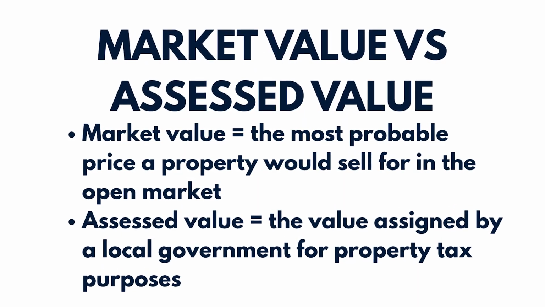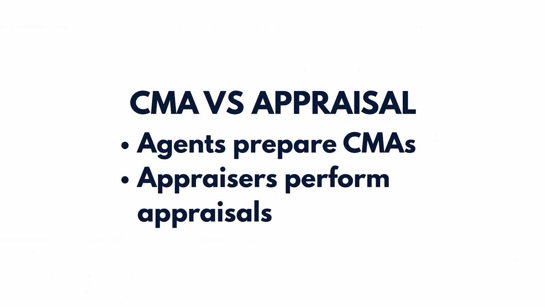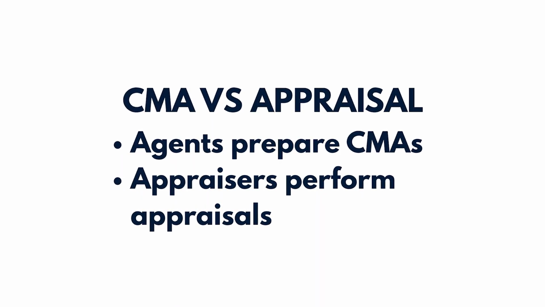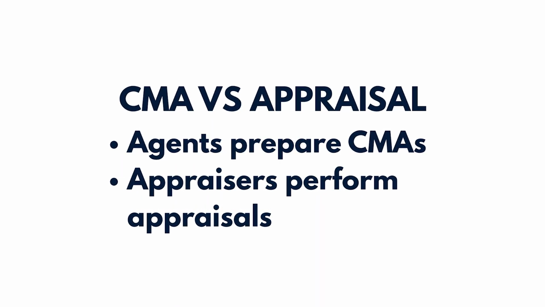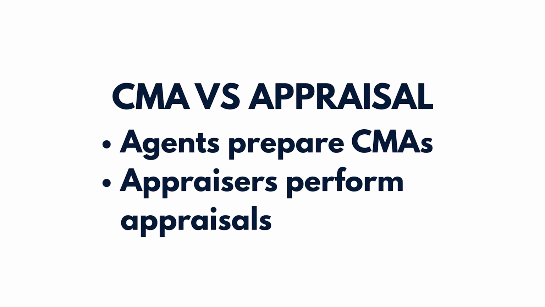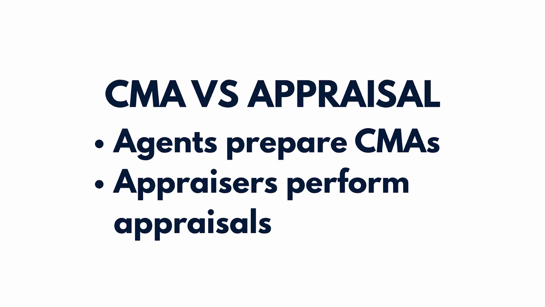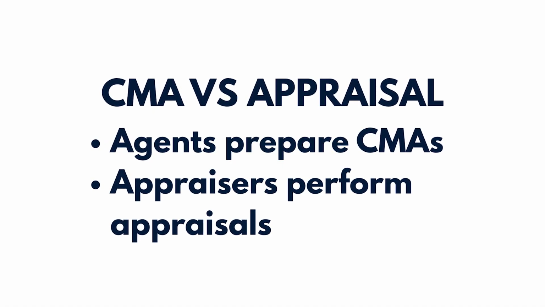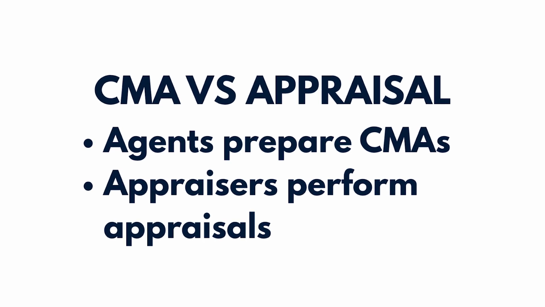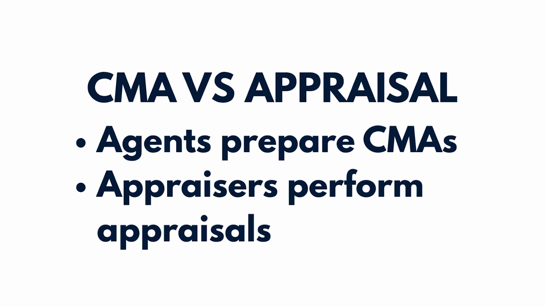Now let's review another common exam trap: the difference between a comparative market analysis, or CMA, and an appraisal. A CMA is typically prepared by a real estate agent or broker to estimate a property's market value based on comparable sales. An appraisal, however, is performed by a licensed appraiser and is often required by lenders during the mortgage process. The exam may try to confuse these two roles. Remember this simple rule: agents prepare CMAs, appraisers perform appraisals.